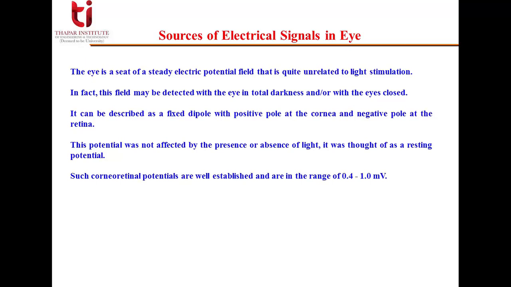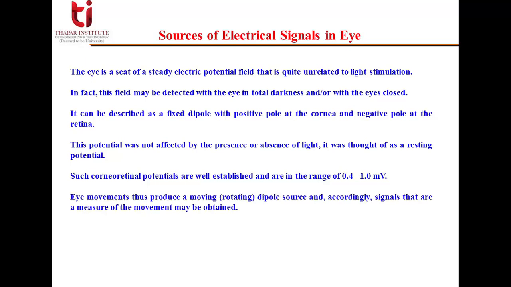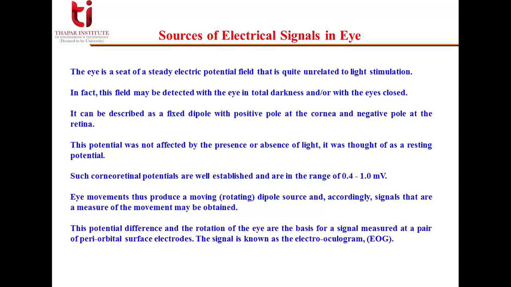Such corneoretinal potentials are well established and are in the range of 0.4 to 1 millivolt. Eye movements thus produce a moving, or we can say rotating, dipole source, and accordingly signals that are a measure of the movement may be obtained. This potential difference and the rotation of the eye are the basis for a signal measured at a pair of periorbital surface electrodes, and that signal is known as the electro-oculogram.